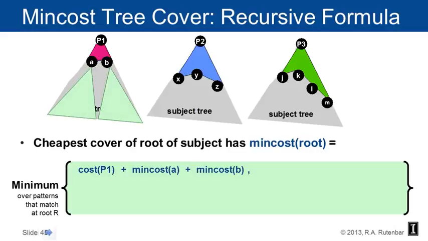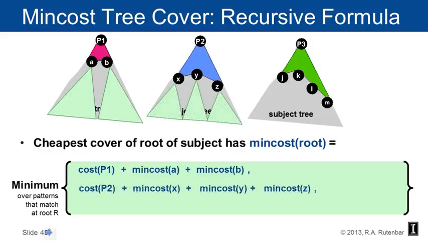What's the number I'm computing if I put P1 at the top? The answer is, it's the cost of P1, which is the cost of the gate itself, the library gate, plus the minimum cost of covering whatever A is the root of, and that's why there's a great big triangle drawn there, plus the minimum cost of covering whatever B is the root of. This is the key recursive link. What does it cost to put pattern P1 at the top? Well, it costs whatever pattern P1 costs, plus whatever the best way is to cover the leaf nodes, the inputs of pattern P1. So that's min cost A plus min cost B. So that's one component of this minimum.